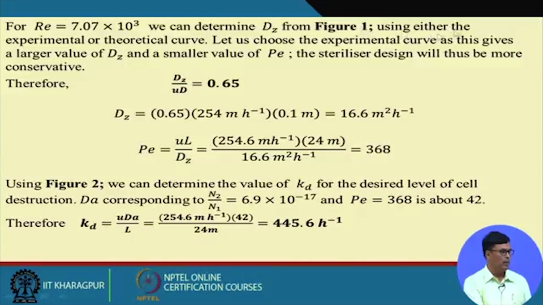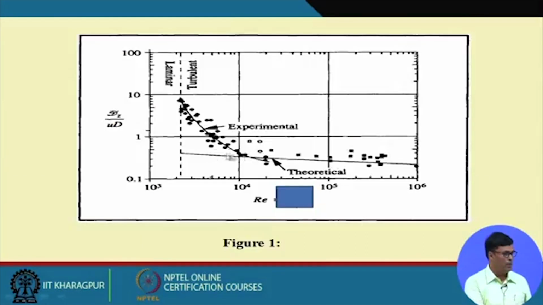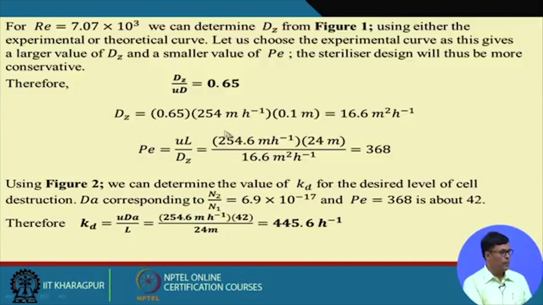Either from the experiment, let us choose the experiment. So from this figure we can have this value somewhere here, and then we find out the dz value, which is coming about 16.6 square meter per hour.